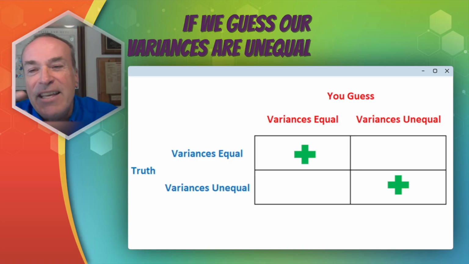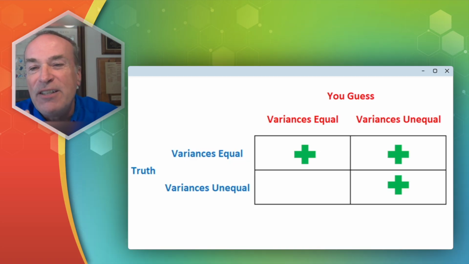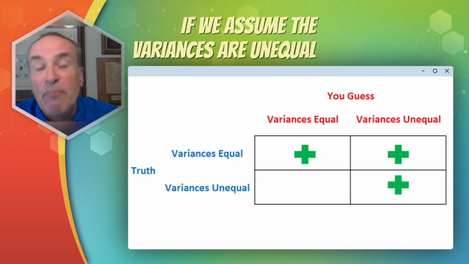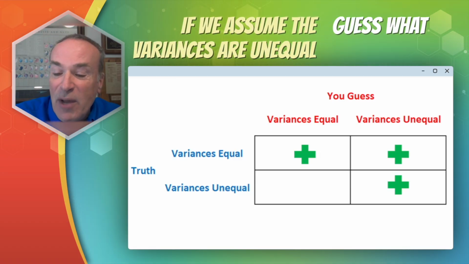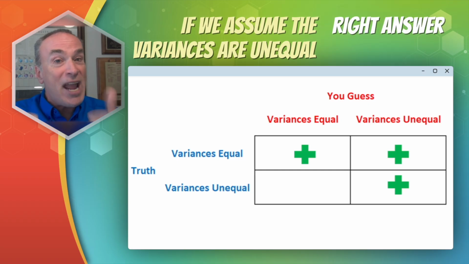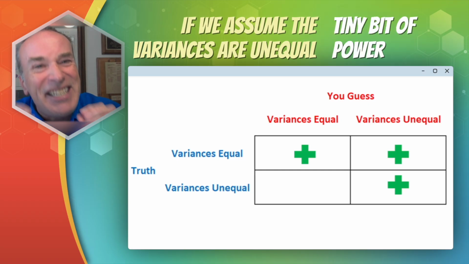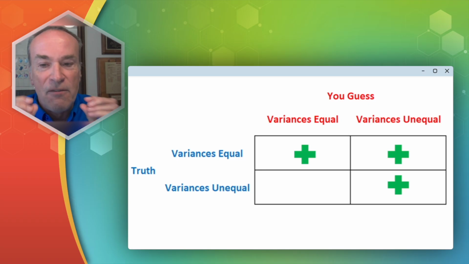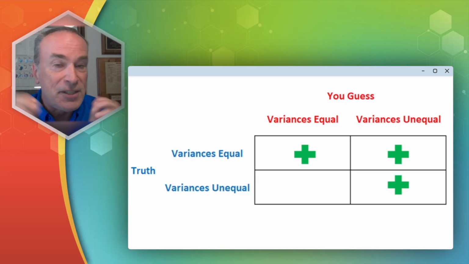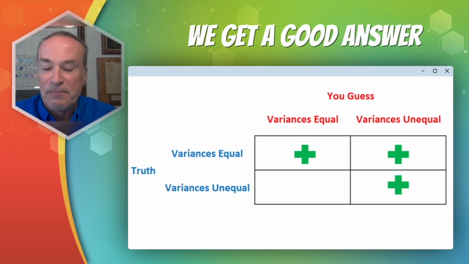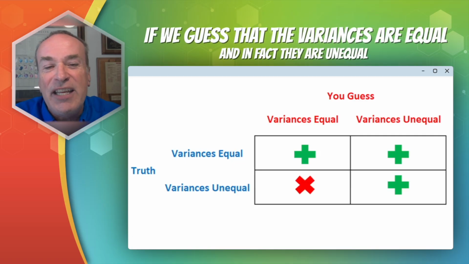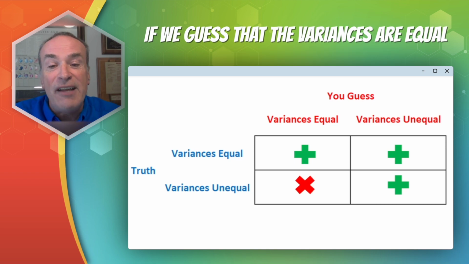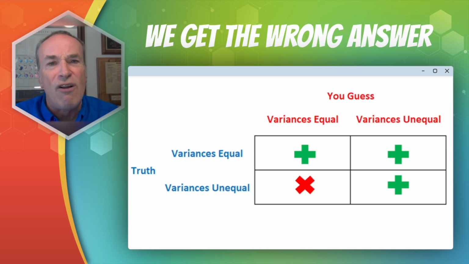If we assume the variances are unequal, but they're really equal, guess what? We still get the right answer. We lose a tiny bit of power for this compromise, but we get a good answer. But if we guess that the variances are equal, and in fact they're unequal, we get the wrong answer. That's not good.